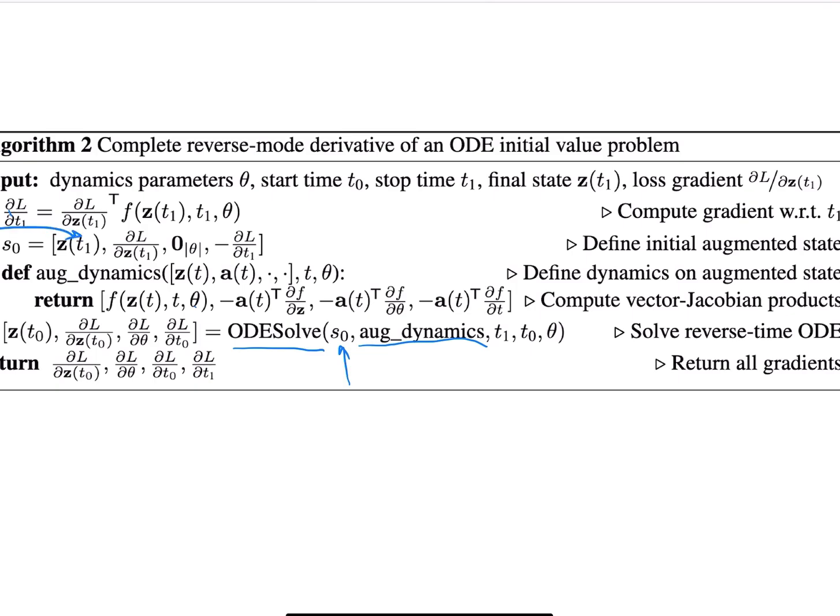So we are starting at the end here. We're starting at t1 and we're going to t0. We're going backwards. And if we do that, we will find these things here. And for example, this is dL/d theta. This tells us how to adjust our parameters theta to decrease the loss.